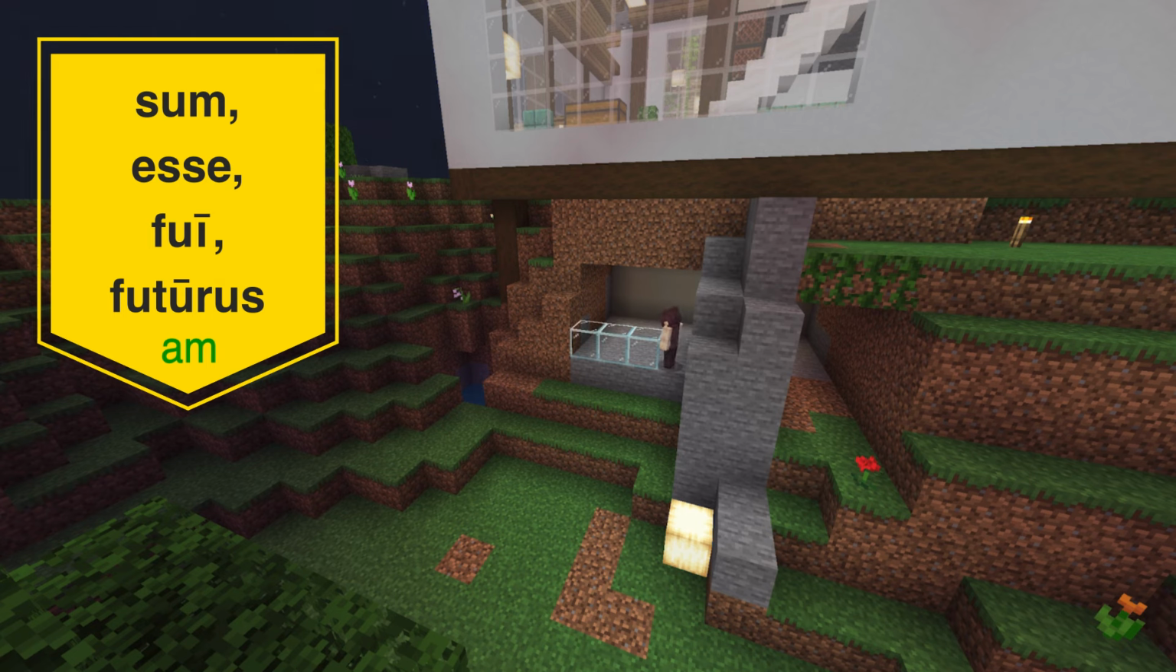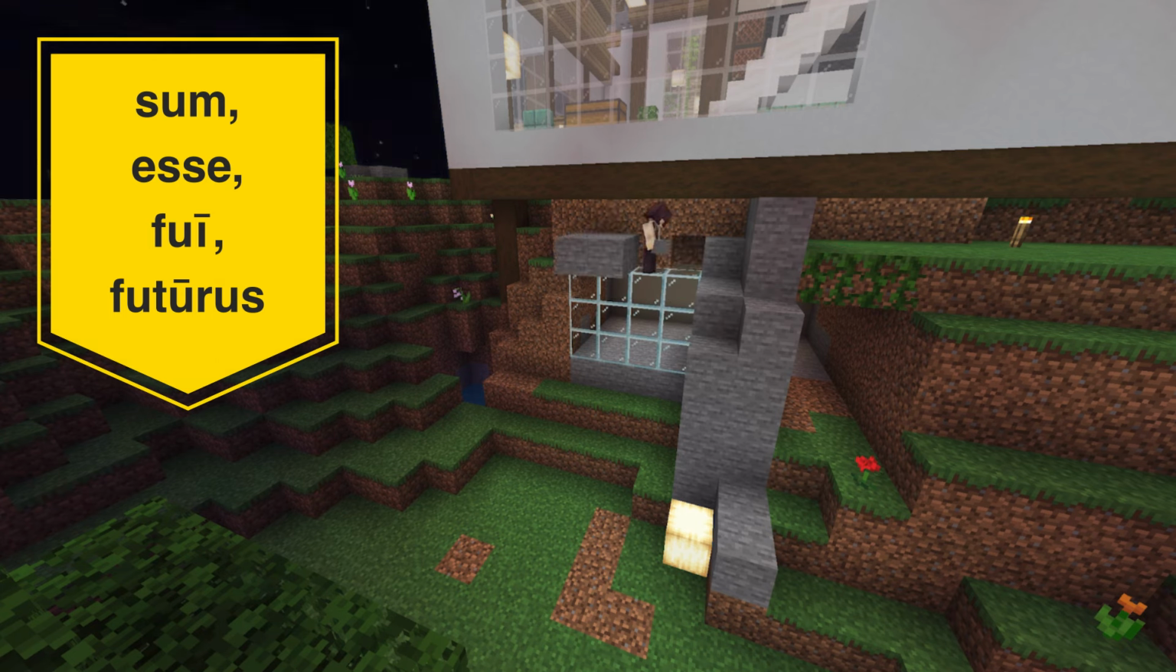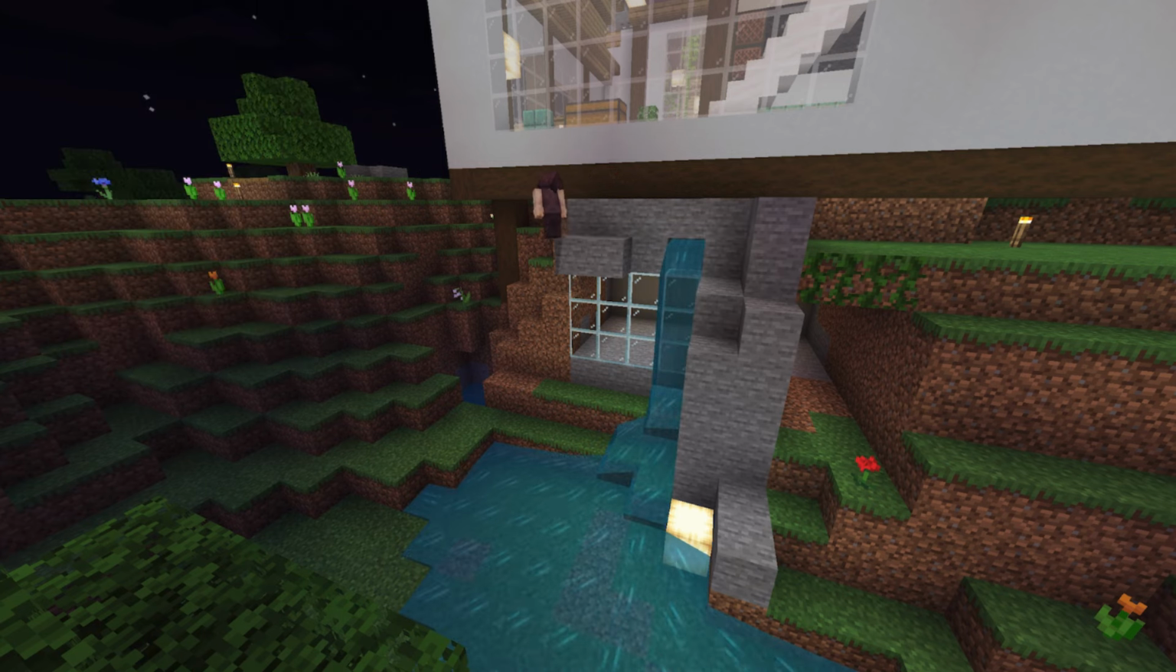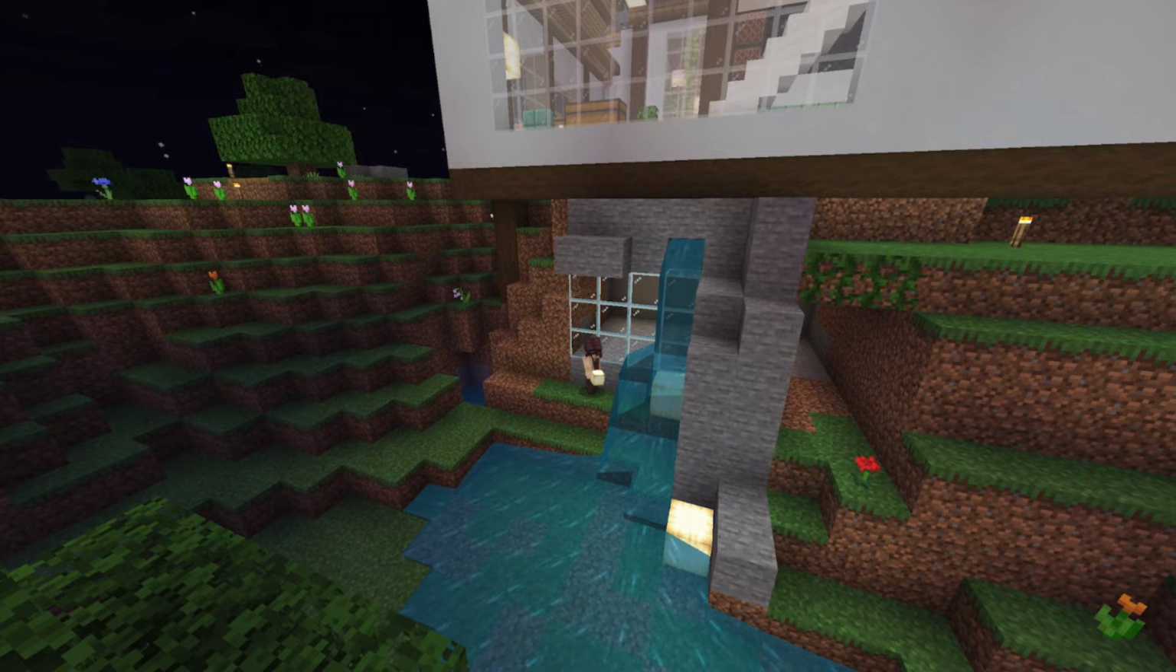It's kind of easy to guess what sum means. Sum means am. It's kind of a scary verb for such a simple meaning, but it needs a lot of that to actually portray that meaning.